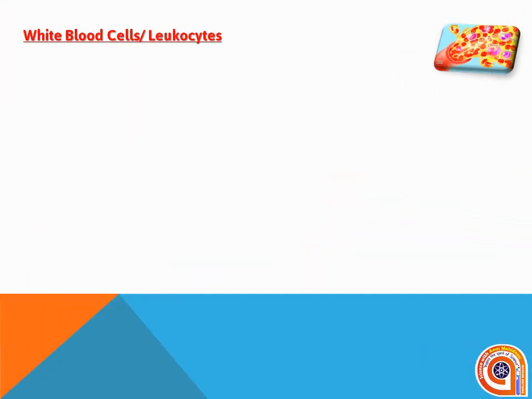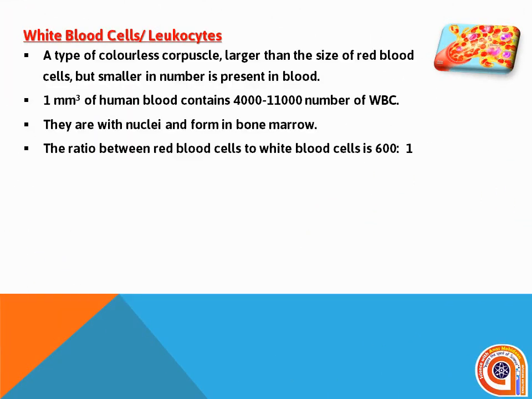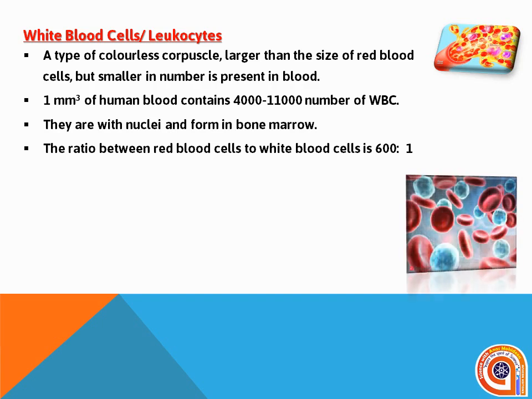White blood cells or leukocytes. It is a type of colorless corpuscle, larger than red blood cells but smaller in number, present in blood. That is, when compared with the red blood cells, white blood cells are larger but smaller in number. Red blood cells, we said, are about 5 million in 1 cubic millimeter, but there are only about 4,000 to 11,000 WBCs in 1 cubic millimeter of human blood.